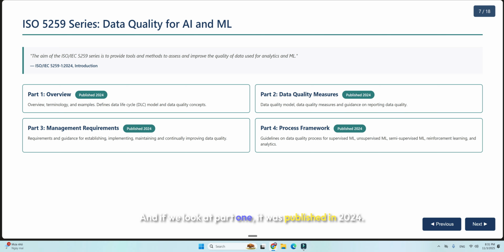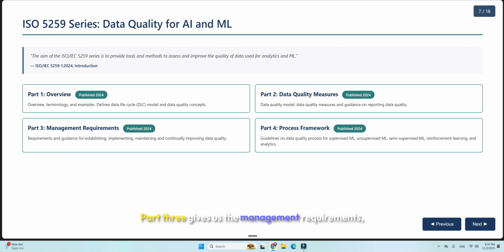If we look at part 1, it was published in 2024. It provides the overview, terminology and examples. Most importantly, it defines the data lifecycle model that structures the entire series. Over to part 2, which was also published in 2024, is where the measurement happens. It provides the data quality model, the specific data quality measures, and guidance on how to report data quality.